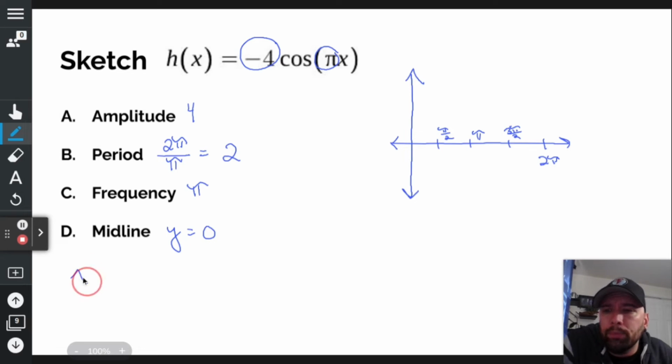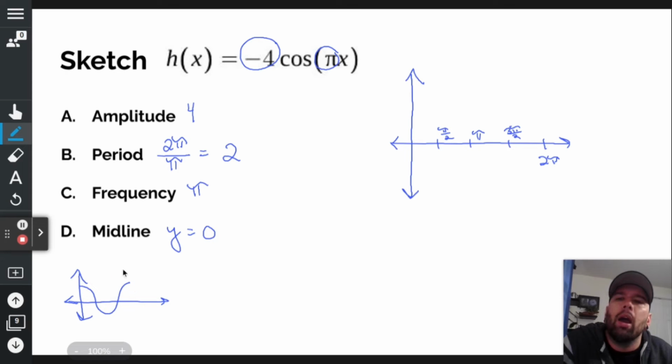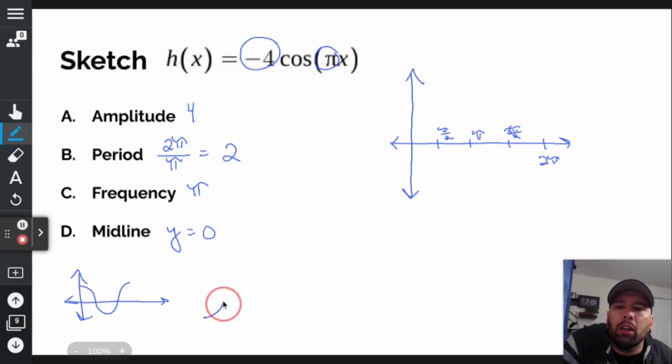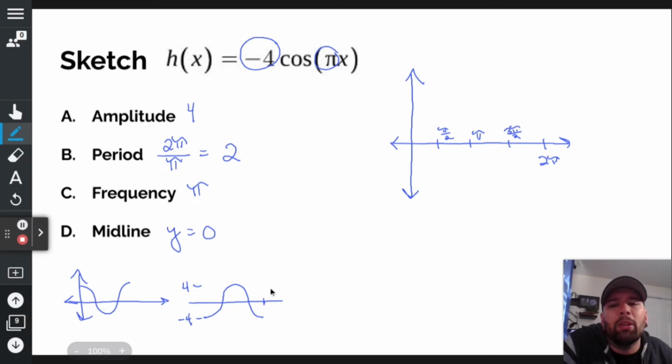Usually cosine starts up here and goes like this. However, since that's negative, it's going to start down here and go like that. Since the amplitude is 4, it's going to start at -4 and peak out at +4. Usually, this happens at 2 pi, the repeating process. But since the period is 2, this is going to happen at 2.